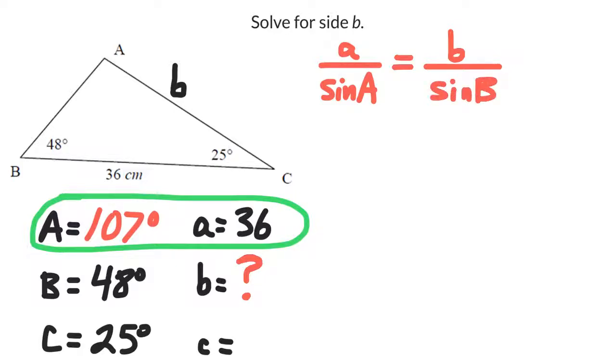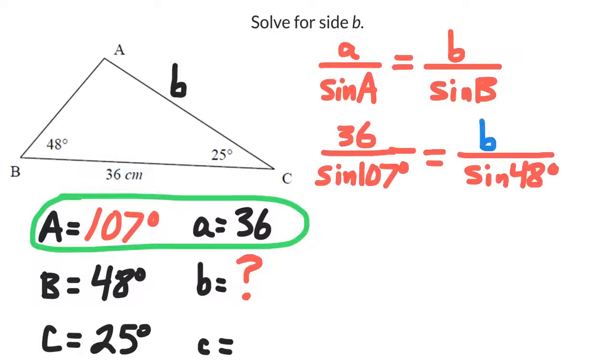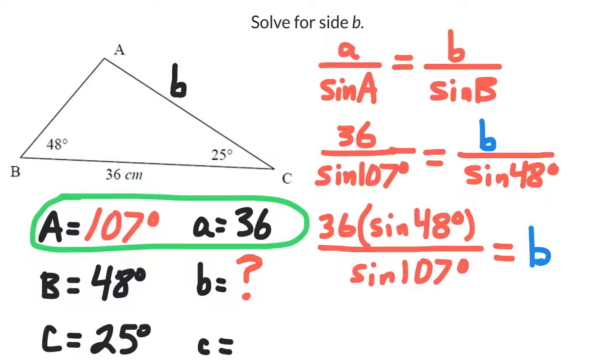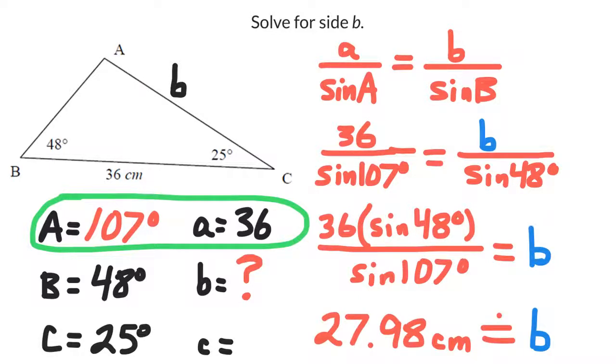Now I'm going to plug in what I know and solve for what I don't. I need to rearrange my equation to isolate b. Once I do this, I can plug this into my calculator and solve. When I do that, I get an answer of approximately 27.98 centimeters.